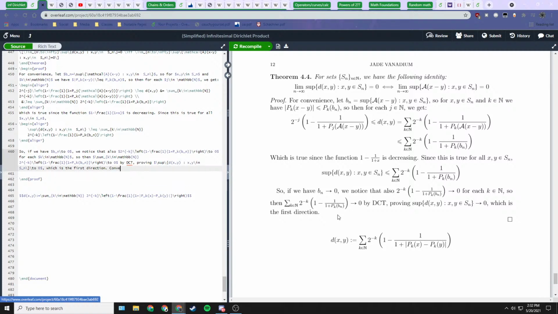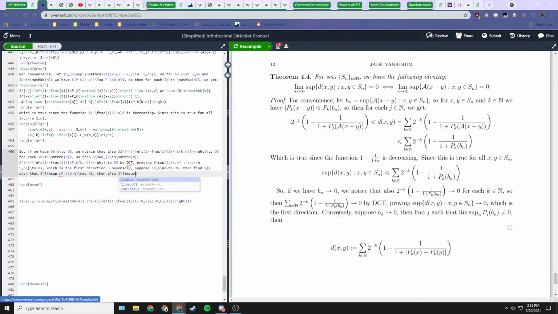So conversely, suppose b sub n does not go to 0, and find j such that the supremum on n of p sub j b sub n is non-zero, then also the lim sup across the n of this term here would be this.